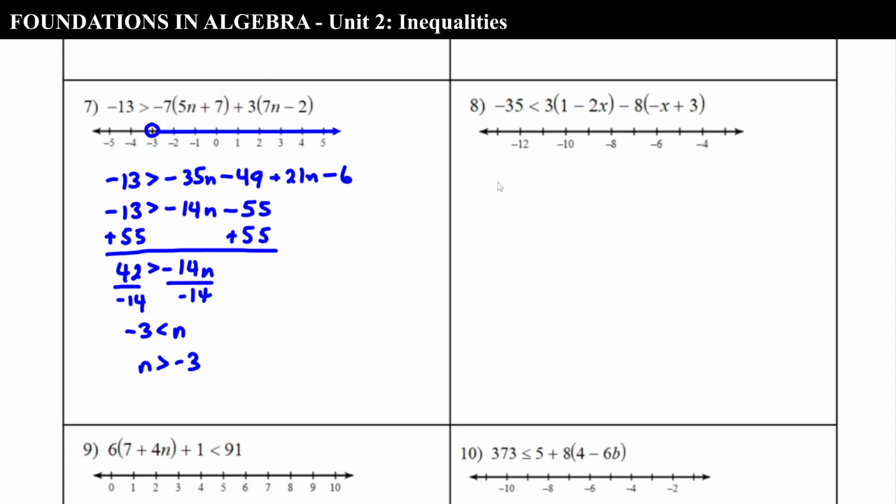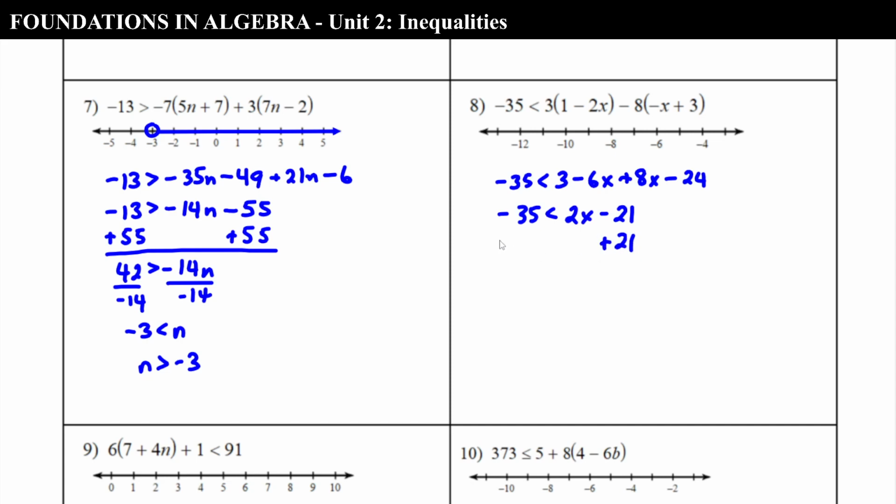For number 8, again, we have two different things to distribute, so we will do so. 3 times 1 is 3. 3 times negative 2 is negative 6x. Then we have negative 8 times negative x, which gives us positive 8x. And then we have negative 8 times 3, which gives us negative 24. We're going to combine all of our like terms. So 8x minus 6x gives us 2x. 3 minus 24 gives us negative 21.